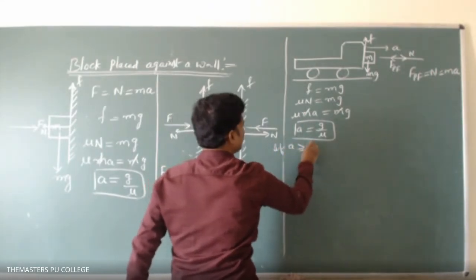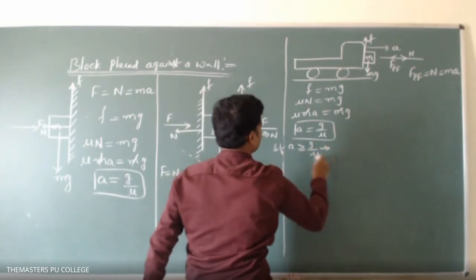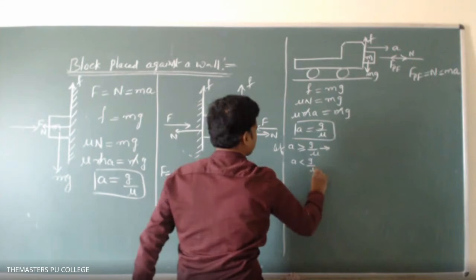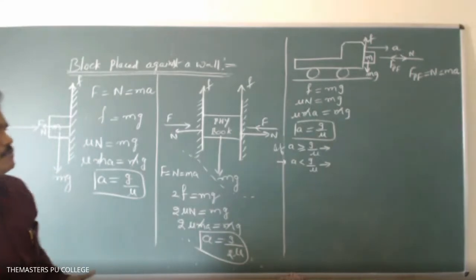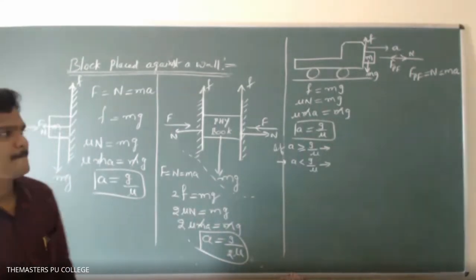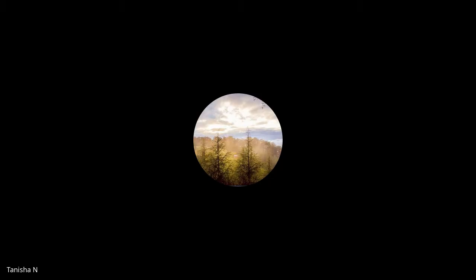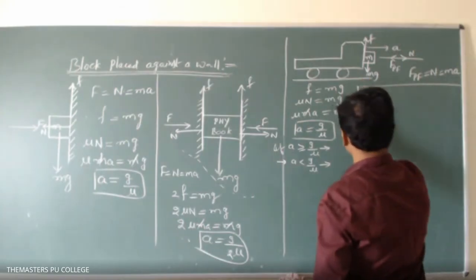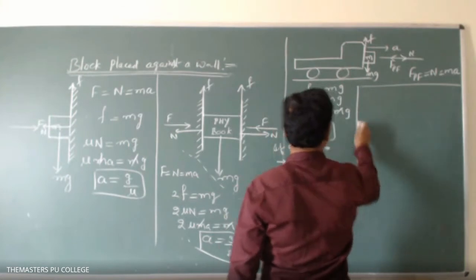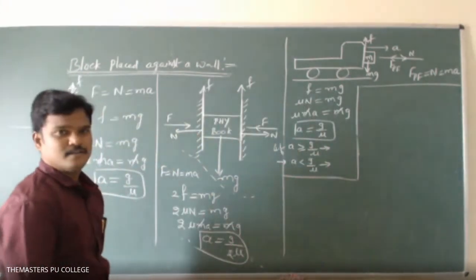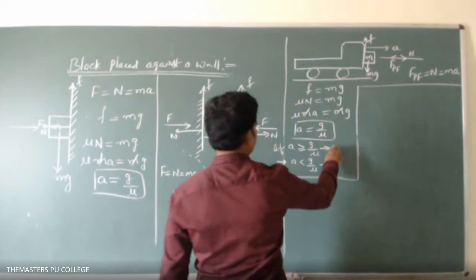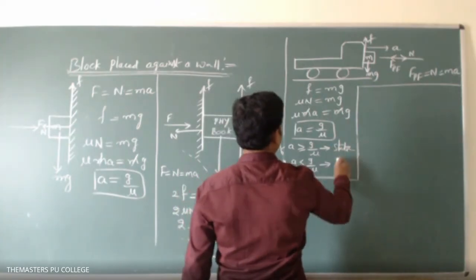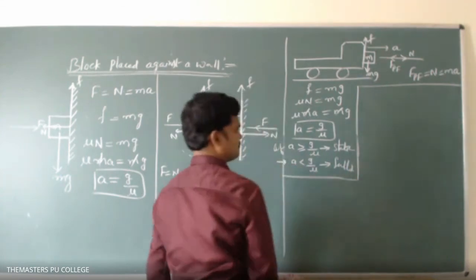If a is greater than or equal to g by mu, tell me, what are these conditions? If a is greater than or equal to g by mu, that means what? The block is attached to the truck, in front of the truck. If a is less than g by mu, the block will fall down. Here the block is static. Otherwise the block falls.